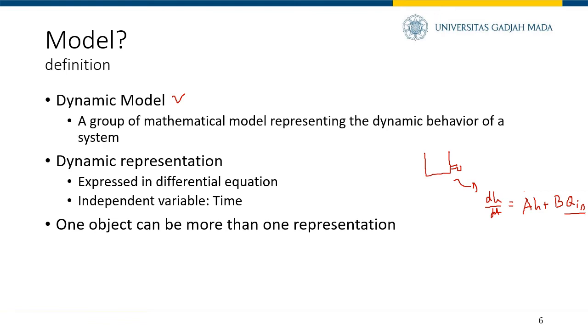Dynamic representations expressed in differential equations. This one is a differential equation. We have the differential, the derivative parts, and this one is the equation. And also we have the independent variable, which is time. This one is actually quite a statistical one. So the independent variables, one of the inputs, or we can say it is a function of time.